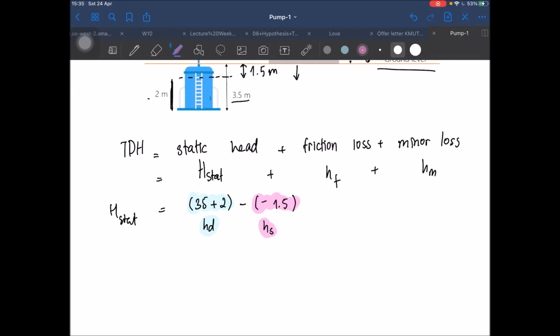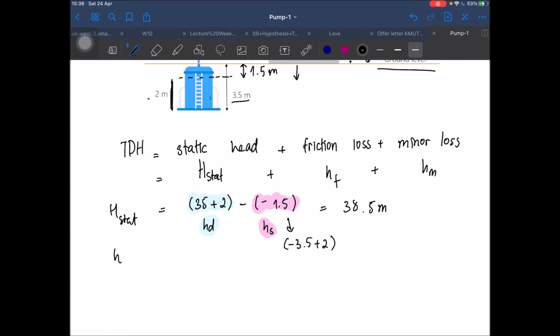But I'm going to write it as, clearly, minus 3.5 plus 2 here. So we get minus 1.5. So the total value is 38.5. Am I right? Yeah, 38.5 meters.